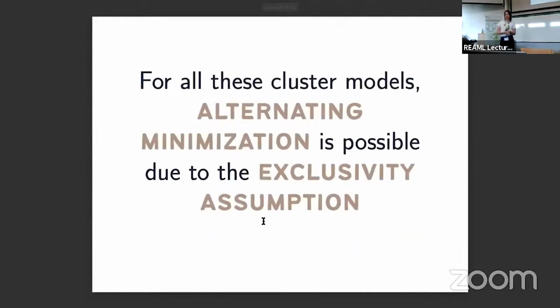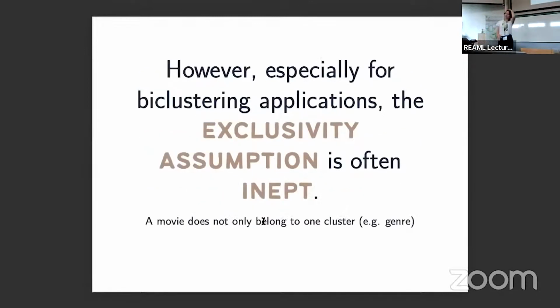Now, for all these cluster models, alternating minimization is possible due to the exclusivity assumption. So what people did is, hey, I have this biclustering model, I just milk my alternating minimization scheme known from k-means and apply this to 3 matrices. It doesn't change much. But especially for biclustering applications, if you think about it, the exclusivity assumption is inapt. So one movie does not necessarily belong to just one cluster, right? A movie can be a horror movie, but also starring one actor, which some people like, for example. So it can belong to multiple clusters.